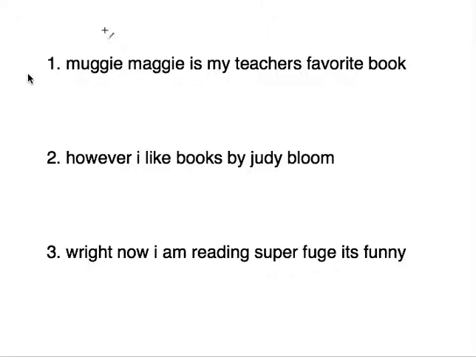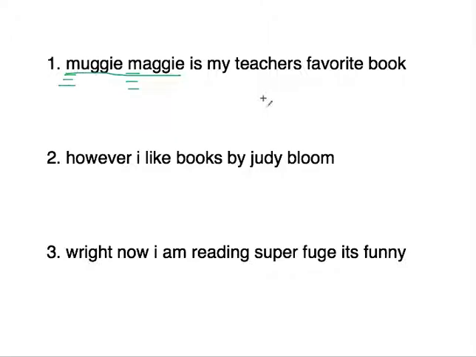The next thing I want to go through is spelling and capitalization. Well, I know that Muggy Maggie is my teacher's favorite book. Muggy Maggie is the name of a book. So that means I need to underline it. And I need to capitalize all of the words in the title of the book Muggy Maggie because it is the title of a book. So everything is capitalized. Everything is underlined. That's a book title. And there's no spelling errors.